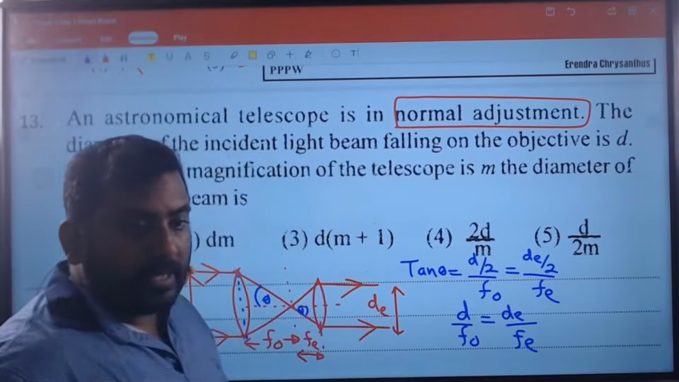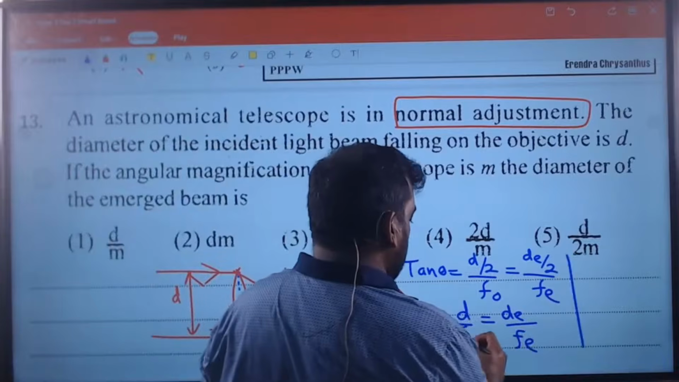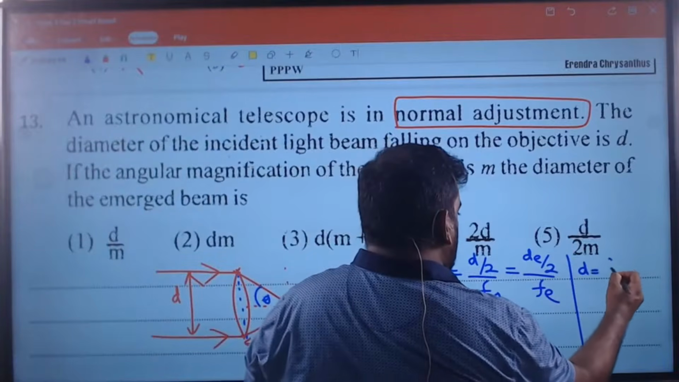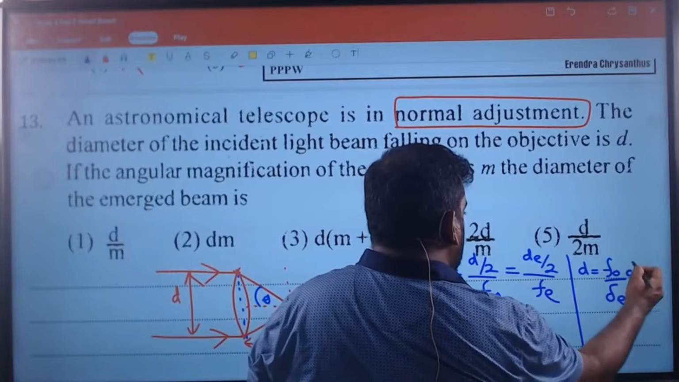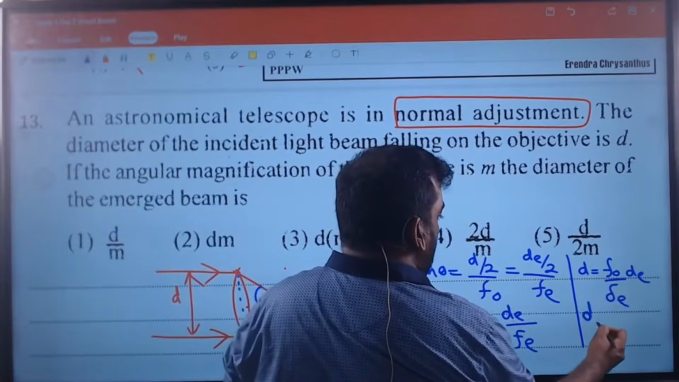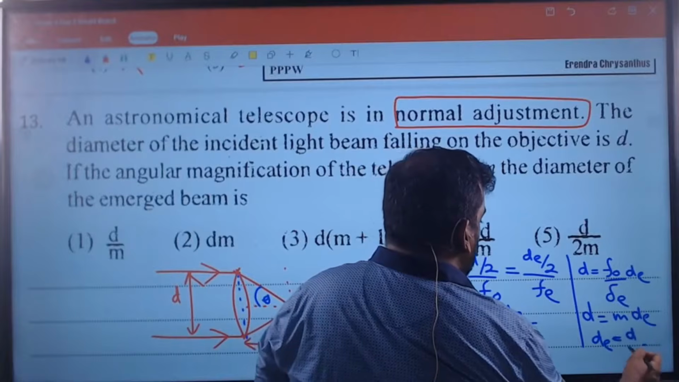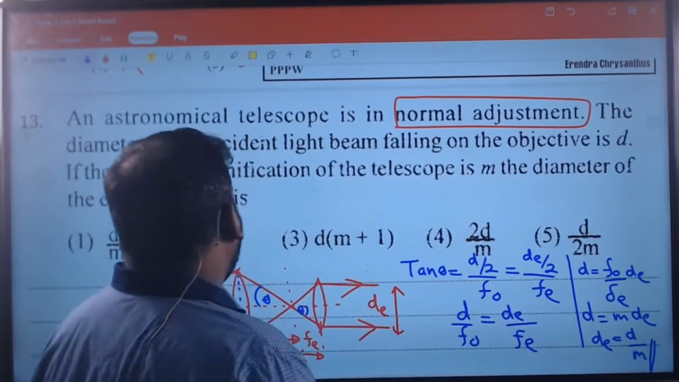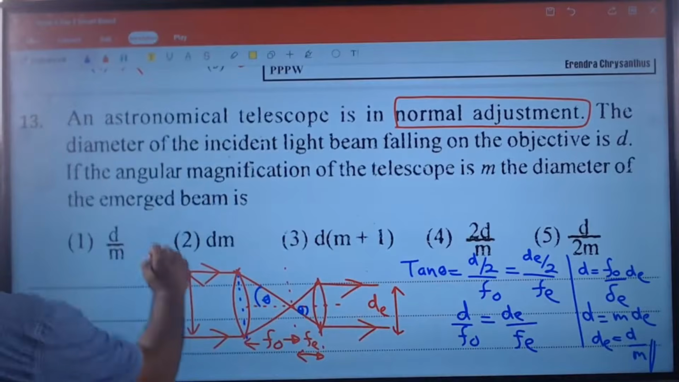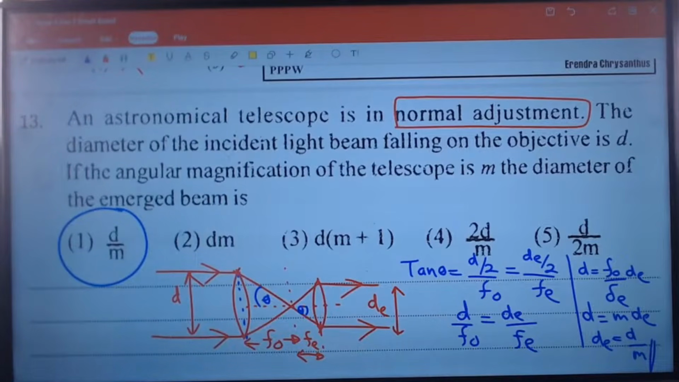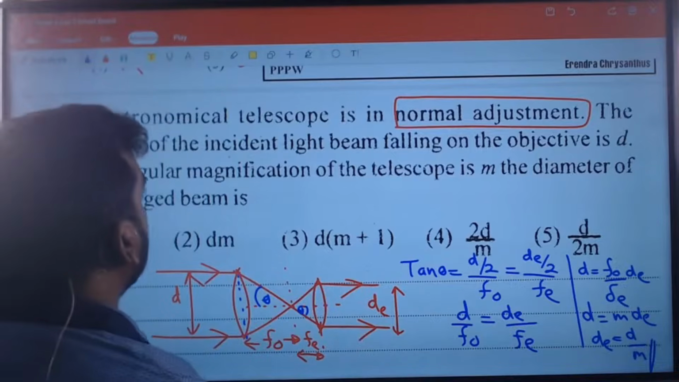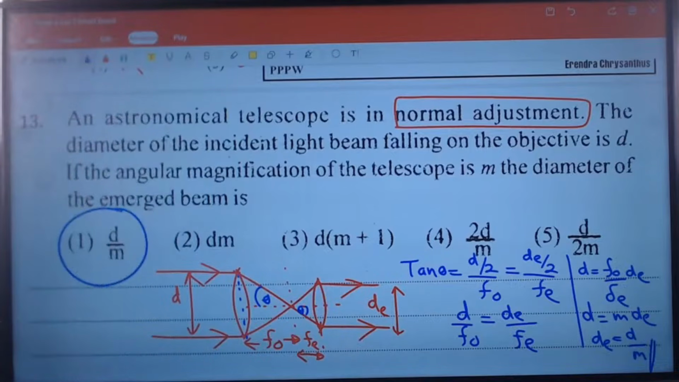Simplify this carefully. F naught over FE is the magnification m, so dE is the diameter of the eyepiece, D over m. D over m means answer number 1. Okay. Right. Can we write it down?